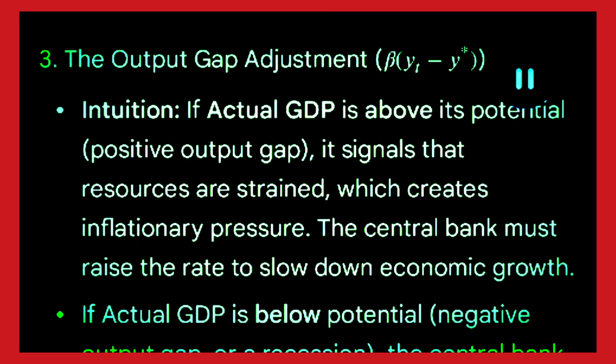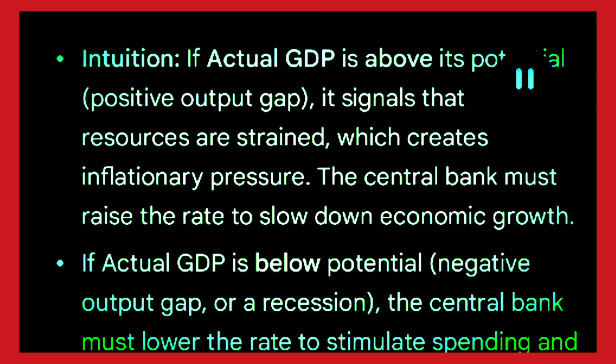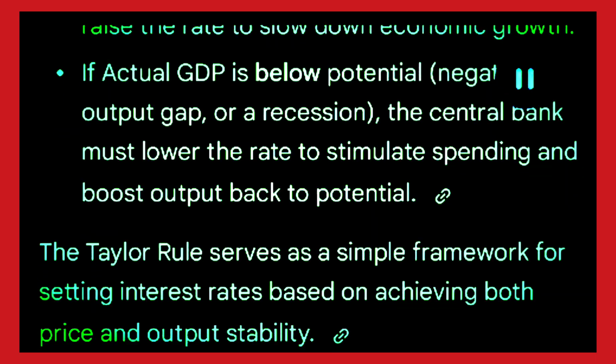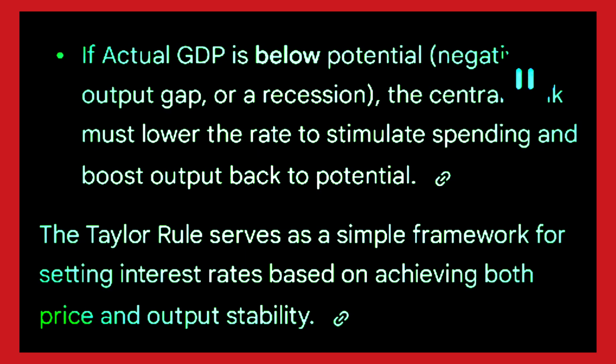Intuition. If actual GDP is above its potential, a positive output gap, it signals that resources are strained, which creates inflationary pressure. The central bank must raise the rate to slow down economic growth. If actual GDP is below potential, a negative output gap or a recession, the central bank must lower the rate to stimulate spending and boost output back to potential.